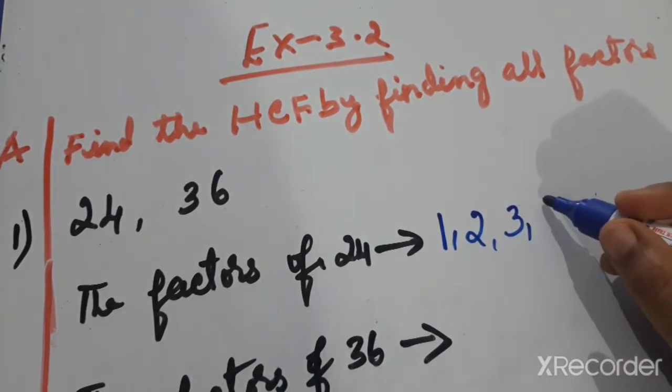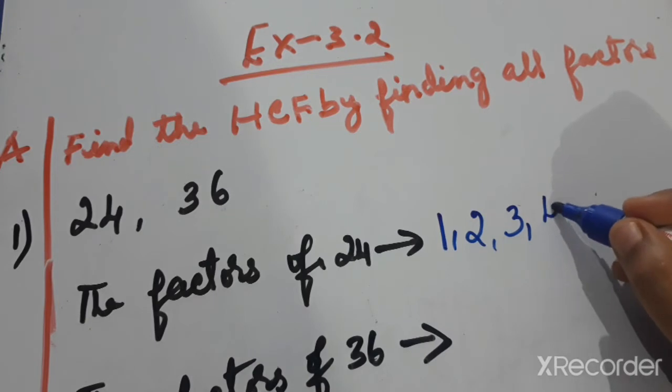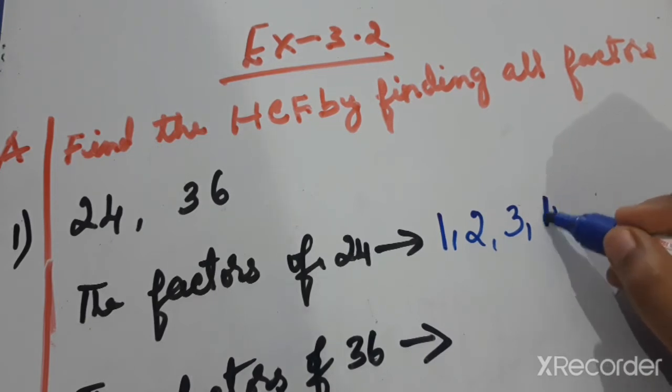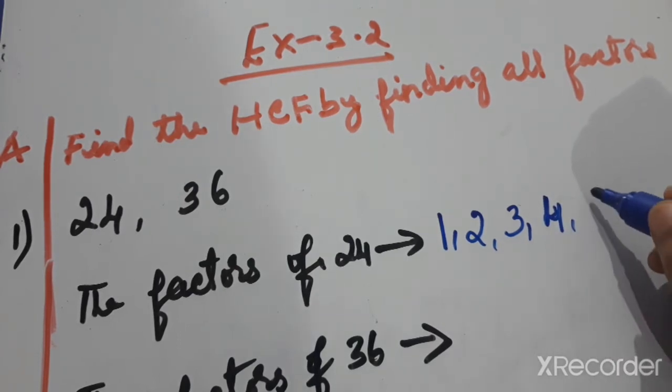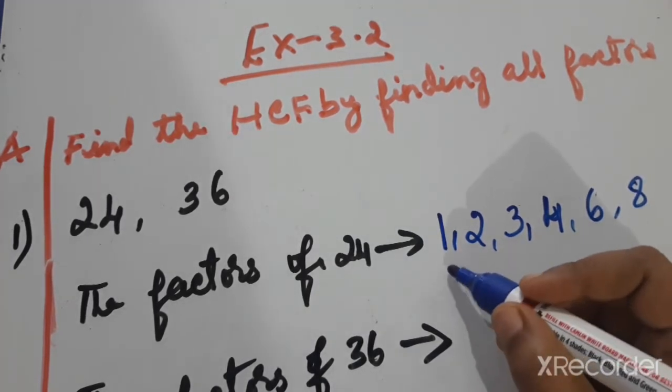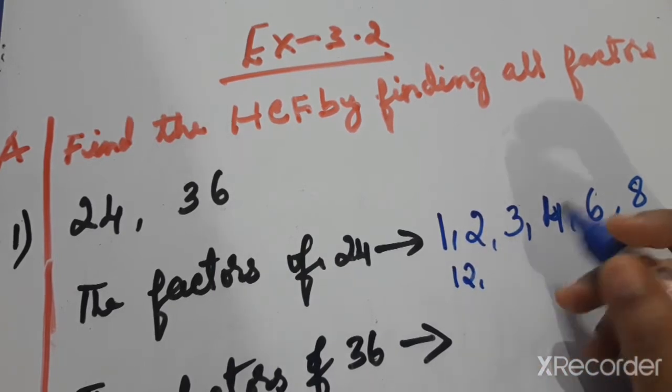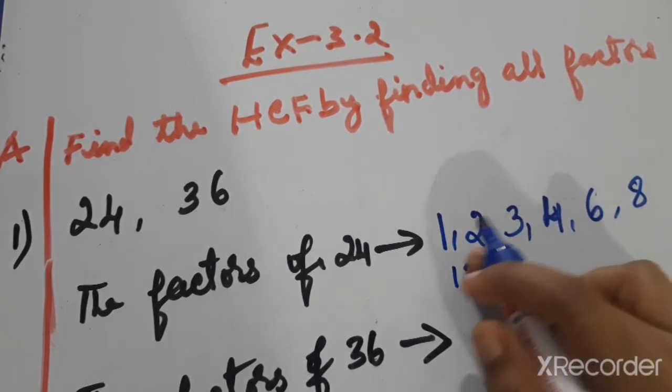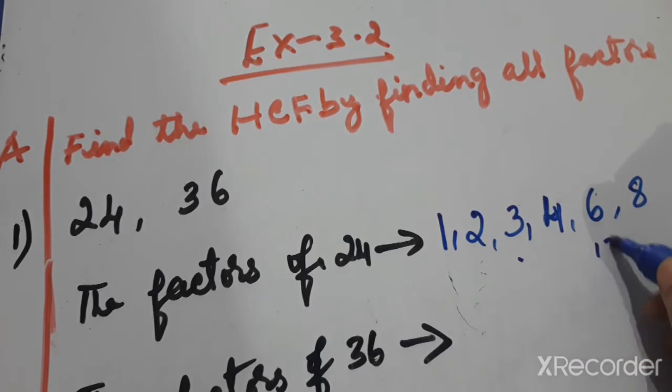Then 4 6s are 24 and 6 4s are 24. So 6 is also a factor. Then 8 3s are 24, 12 2s are 24, and 24 ones are 24.